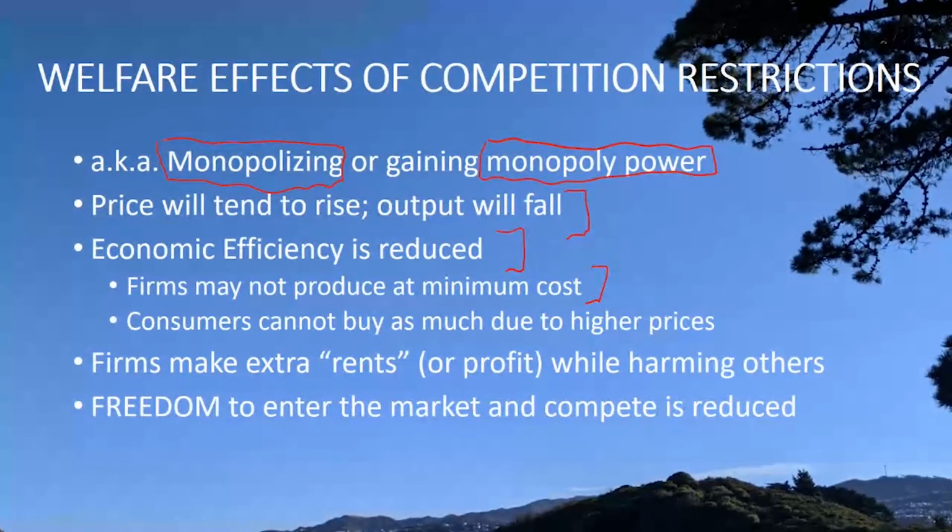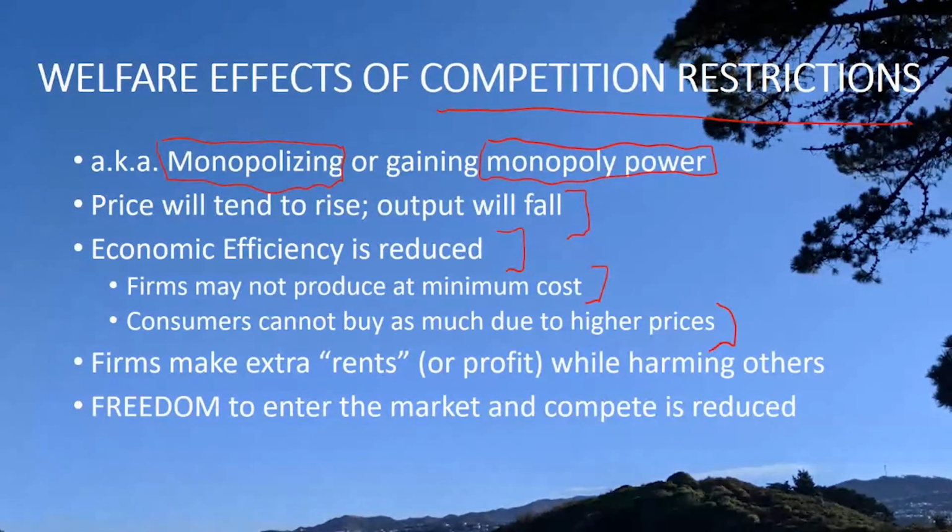So firms may not produce at minimum cost under a monopoly. Their costs might be increased a little bit, and consumers can't buy as much as they would because of the higher prices. So we're losing both productive efficiency and consumption efficiency as a result of the restrictions in competition, and that's why market welfare goes down. Right? With the restriction of competition again. Again, I'm talking about competition restrictions on this slide.